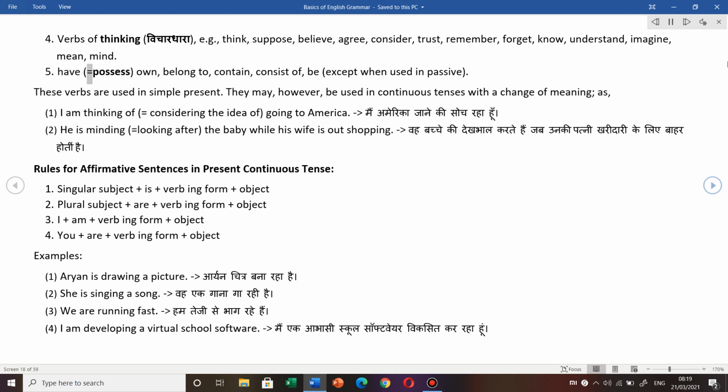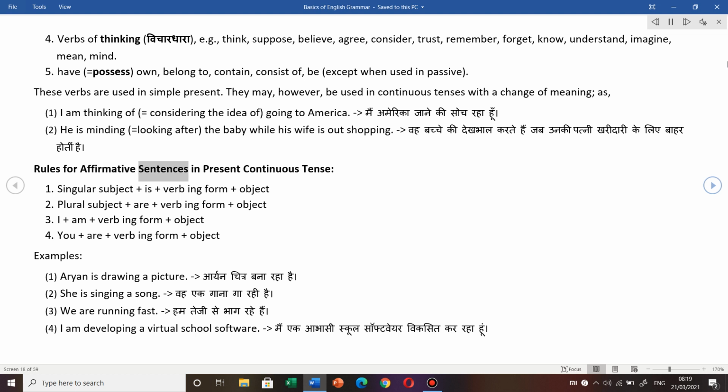Have, equal to possess, own, belong to, contain, consist of, be, except when used in the passive. These verbs are used in simple present. They may, however, be used in continuous tenses with a change of meaning, as: I am thinking of, equal to considering the idea of, going to America. He is minding, equal to looking after, the baby while his wife is out shopping.